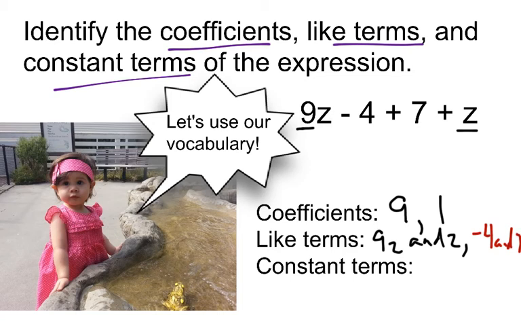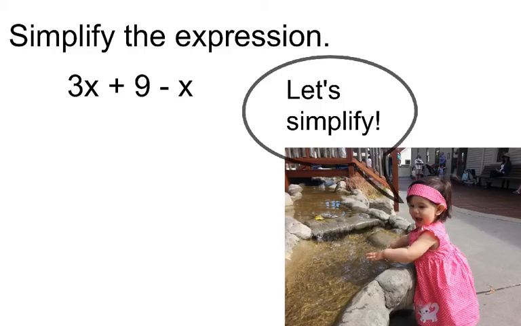My constant terms are negative 4 and positive 7, because those don't have any variable associated with them. So those are my parts. Now let's look at simplification.